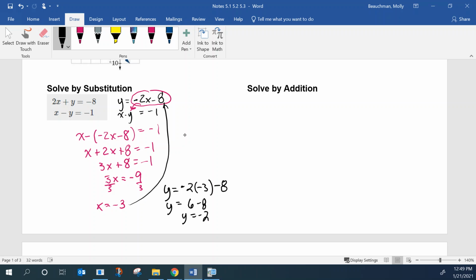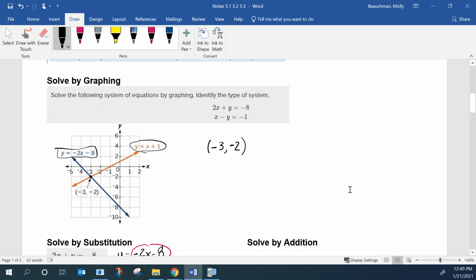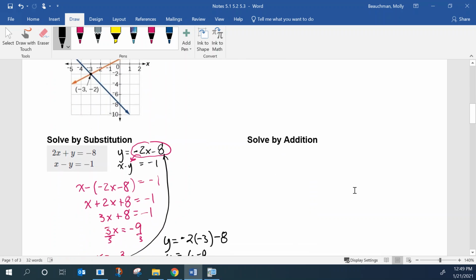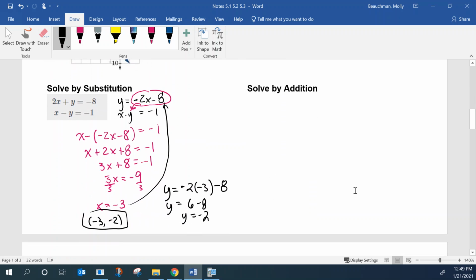So we end up with this answer that the system is independent and it intersects at -3, -2. So that's the same system that we graphed up above. And now we're going to solve the same system one more method called addition. The addition method means take a look at your equations. I've got 2x plus y equals -8, x minus y equals -1.